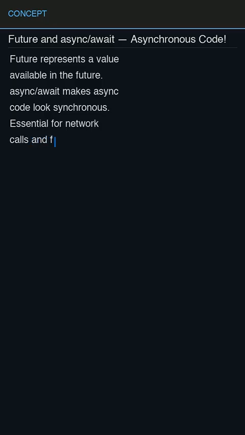The async keyword marks a function as asynchronous. The await keyword pauses execution until a Future completes. But here is the important part. While awaiting, Dart can do other work. Your app stays responsive. And when you need to run multiple Futures at once, Future.wait runs them all in parallel. This is a massive performance boost.